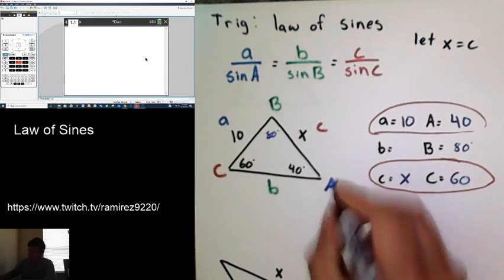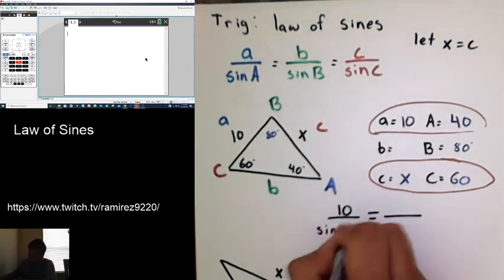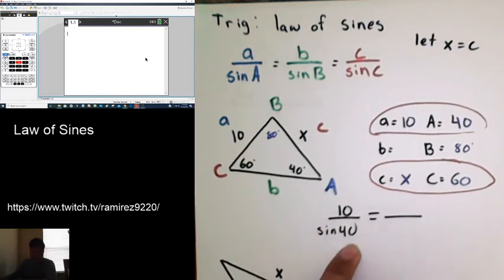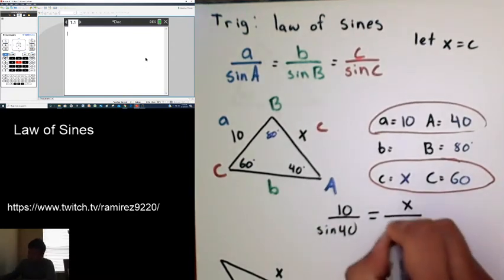So you could see how the 10 is going to go on top. And in the bottom, we're going to have the sine of 40. Make sure you include sine, don't just put 40. Here, same thing, it's going to be x, and it's going to be the sine of 60.